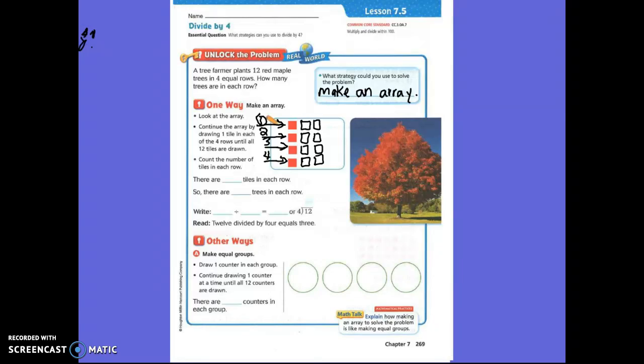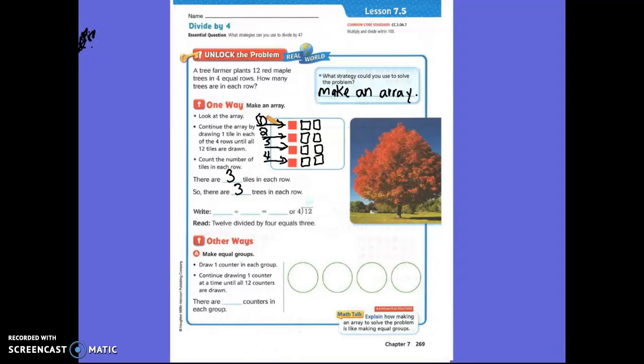3. Okay. Are you sure? Yes. Okay. You guys always just have to know that you're going across for rows, and then you're putting some in the rows until you get to the number you need to get to. Okay, so how many tiles did you say? 3. So there are how many trees in each row? 3. Okay, write the division problem.